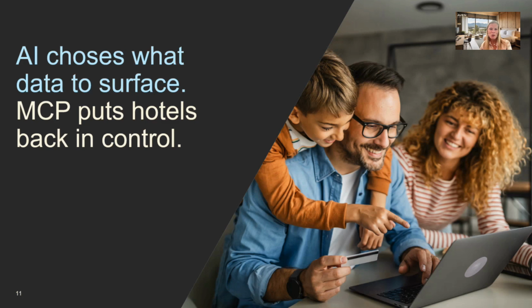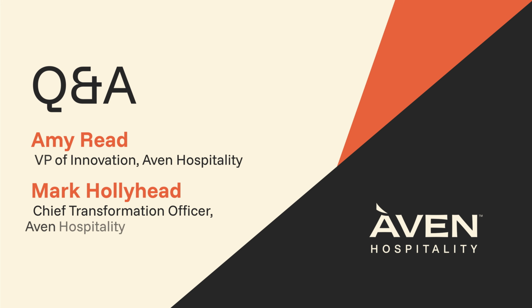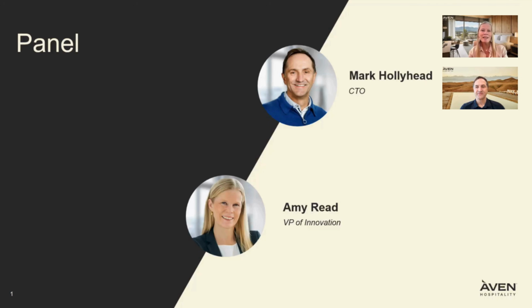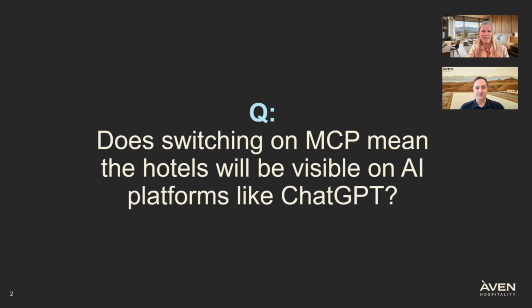So without further ado, we're going to now hand over to a panel to address some of the key questions our customers have been asking us. I'd now like to invite Mark Hollyhead, our Chief Transformation Officer for Aven Hospitality, to join us and to ask some of the key questions we're hearing from our customers around MCP. Mark, welcome to the call. It's lovely to have you here. Thank you, Amy, and thank you for having me. It's great to be here interrogating you with a few questions to aid and benefit our customers in the marketplace.